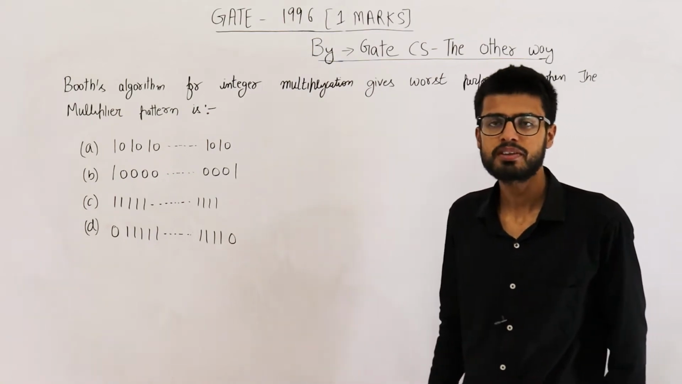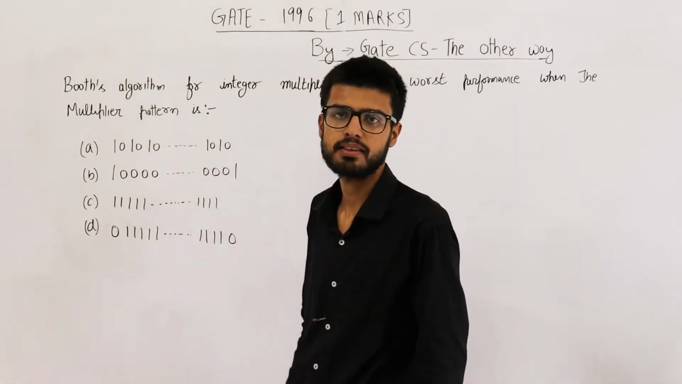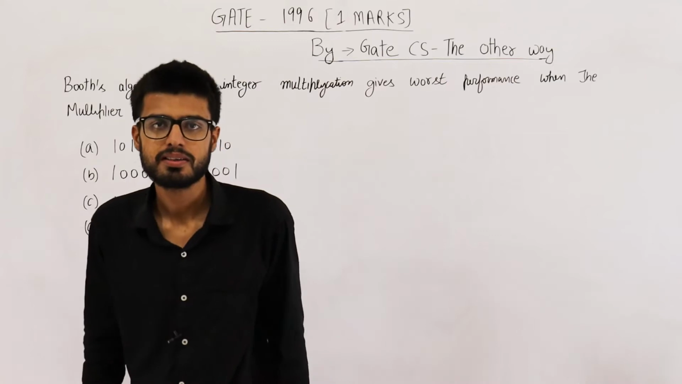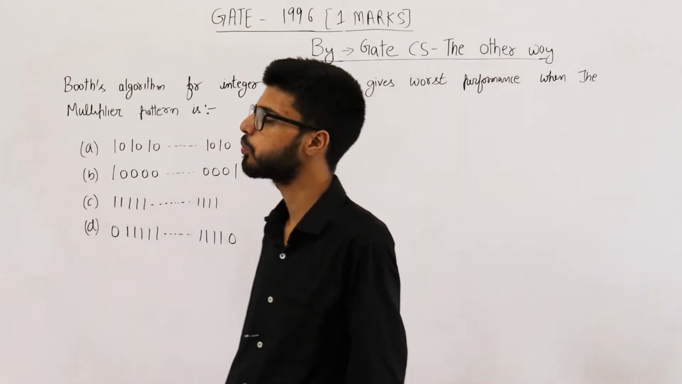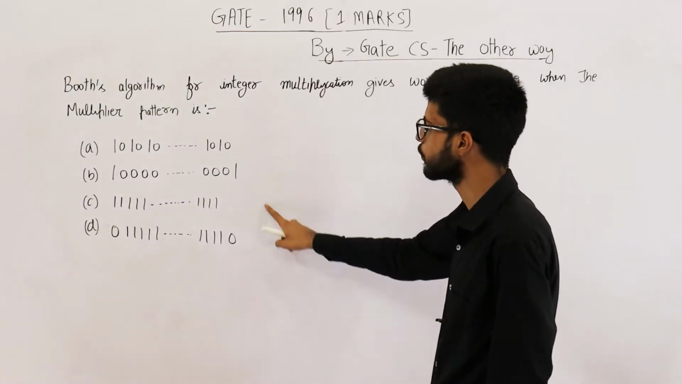Hello people, the question is from GATE 1996 exam. They're asking what is the worst case multiplier for Booth's algorithm. You have these four options.